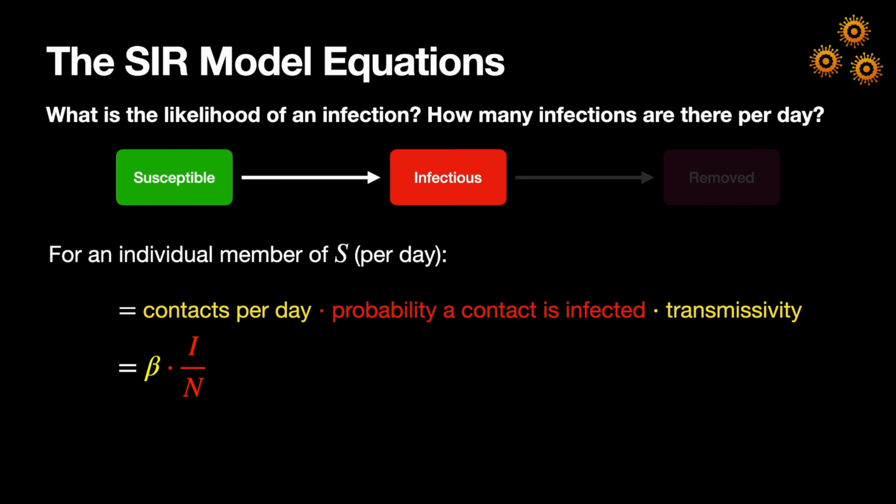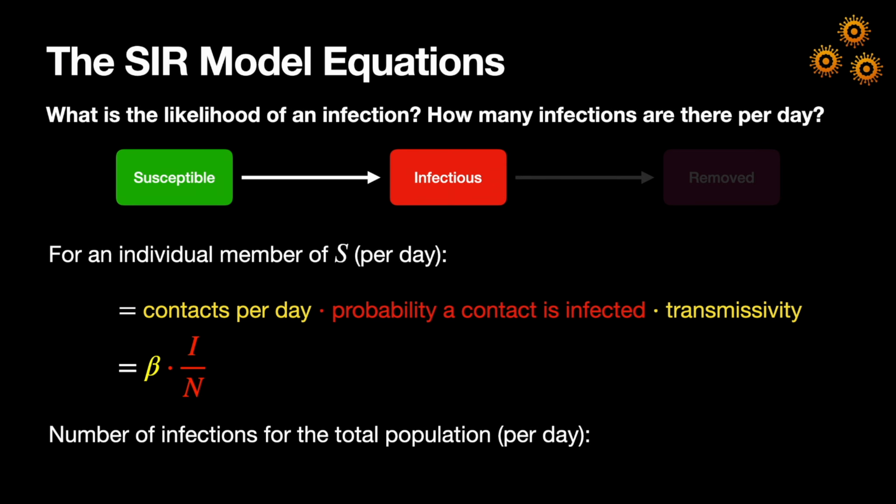Okay, but all of that was just for an individual member of the susceptible population. To figure out how many infections should happen, we want to scale that product by the size of that population. So the number of infections for the total susceptible population on any given day should be that number multiplied by the size of that population. So that's beta times I over N times S. And then I'm just going to reorganize that in my notes as beta divided by N times I times S. That's just how I like to write that. Okay, so that's going to be our flow rate from the S box to the I box.